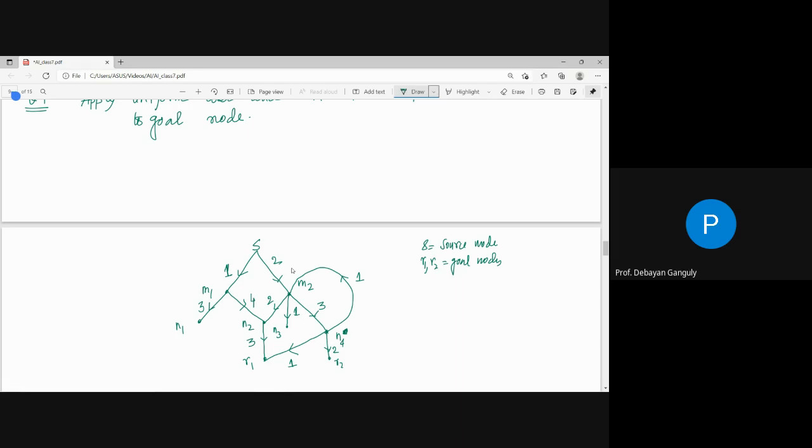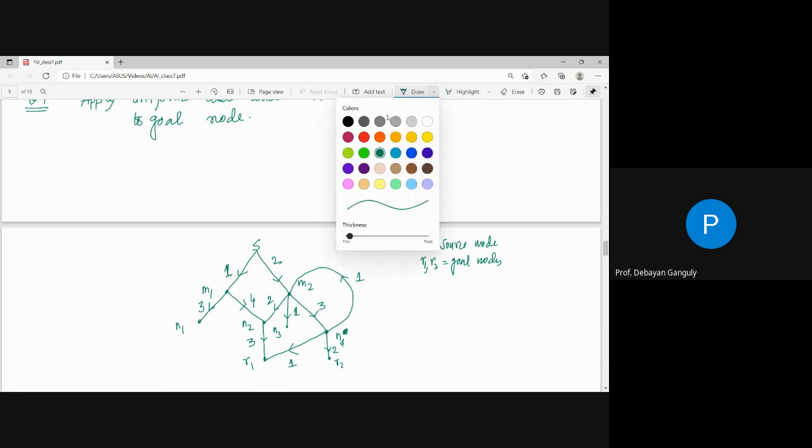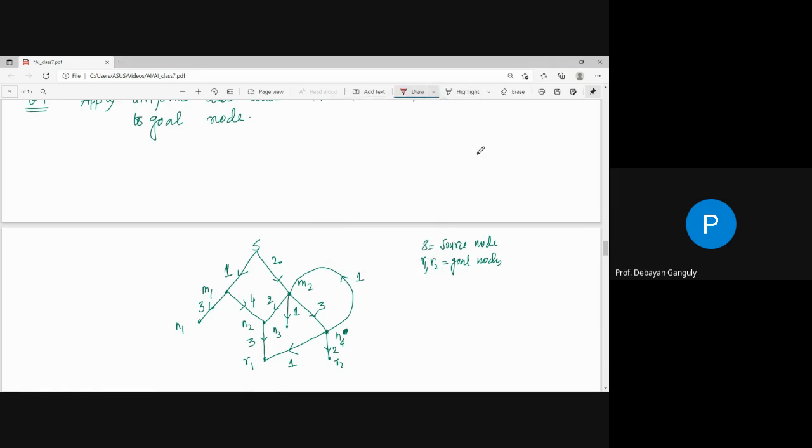All our costs are given, and the heuristics are also given, because you have to know the value of the heuristics. That means this value is 8, this heuristic is 7, this heuristic is 5. The goal node has heuristic zero. You know that this heuristic is 6, this heuristic is 8, and this heuristic is 7. I think all heuristics are given. Okay, so these are all the heuristics.